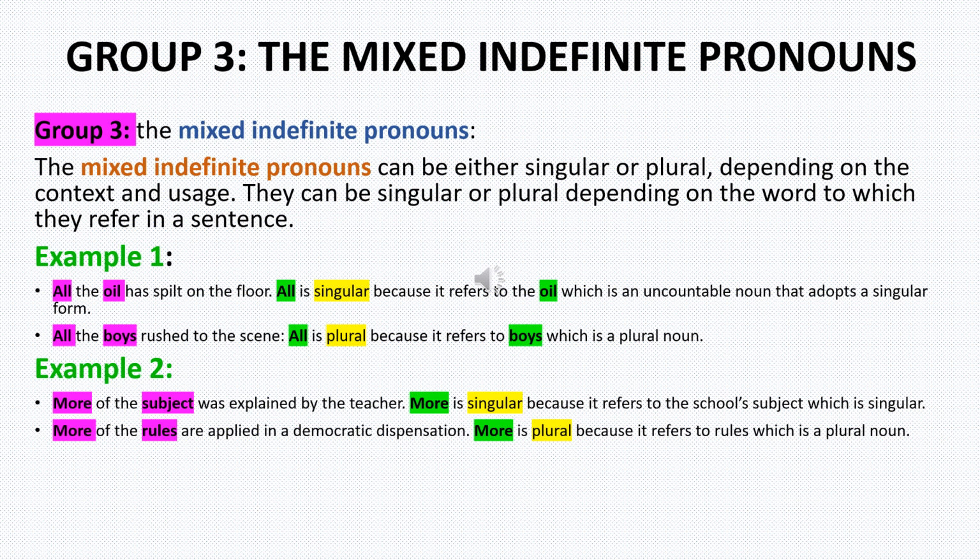Example 2. In the sentence, more of the subject was explained by the teacher, more is singular because it refers to the school's subject, which is singular. But in the sentence, more of the rules are applied in a democratic dispensation, more is plural because it refers to rules, which is a plural noun.